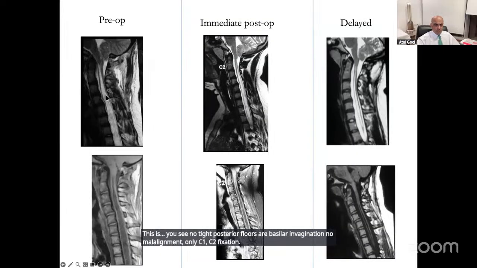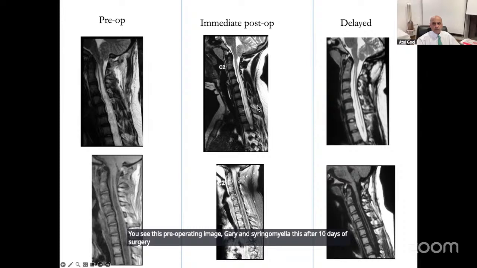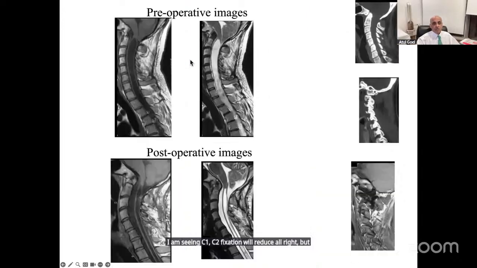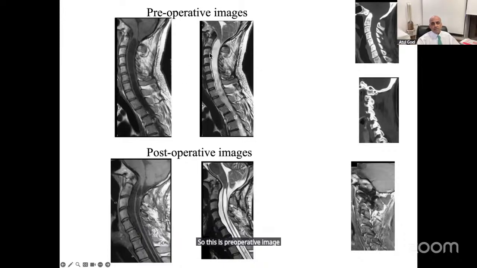You see this preoperative image, Chiari and syringomyelia. This is after 10 days of surgery. You see the syringomyelia reduced. And this is after 6 months of surgery, syringomyelia reduced. So syringomyelia will reduce after C1, C2 fixation in 100% of cases. I am saying C1, C2 fixation will reduce syringomyelia, all right, but it will give a brand new life in the immediate post-operative period.